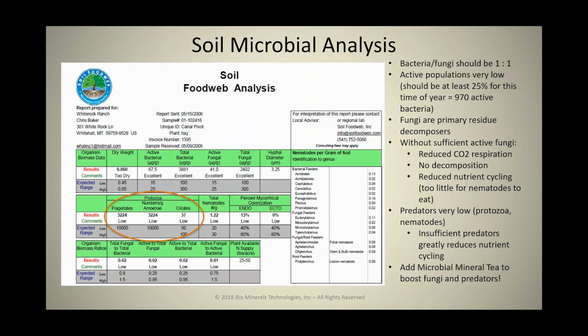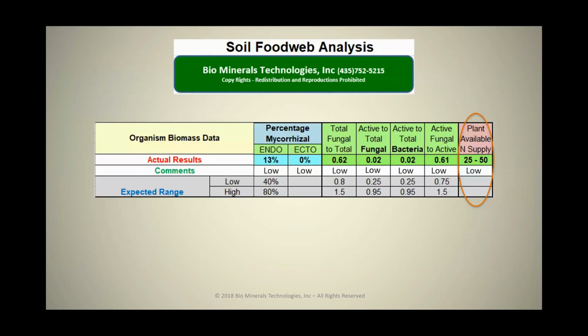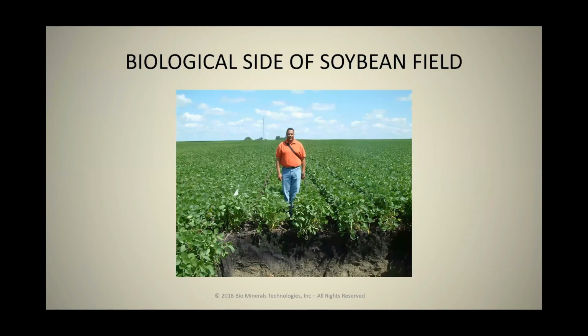You look at your protozoa groups, I've got 3,200 flagellates, 3,200 amoebae. And what I should have is 10,000 minimum of both flagellates and amoebae, and I have 3,200. So that system is not adequately cycling nitrogen, phos, potassium in a plant. And so it's low mineral production.